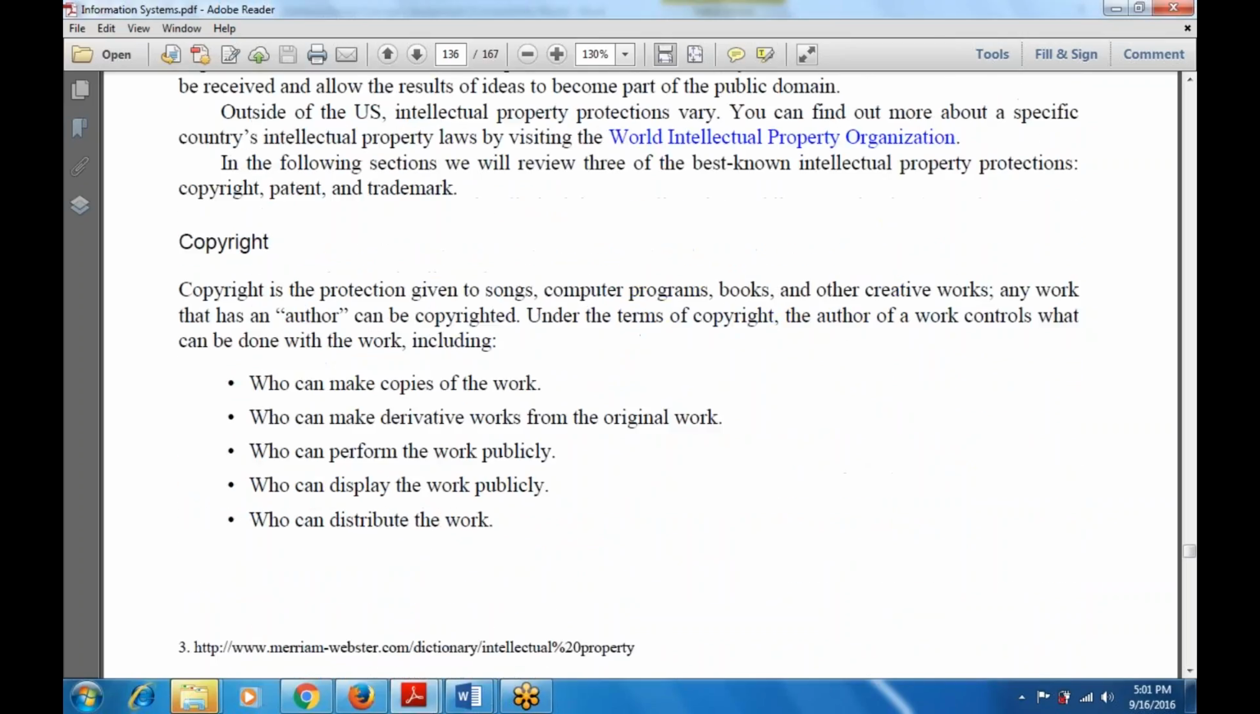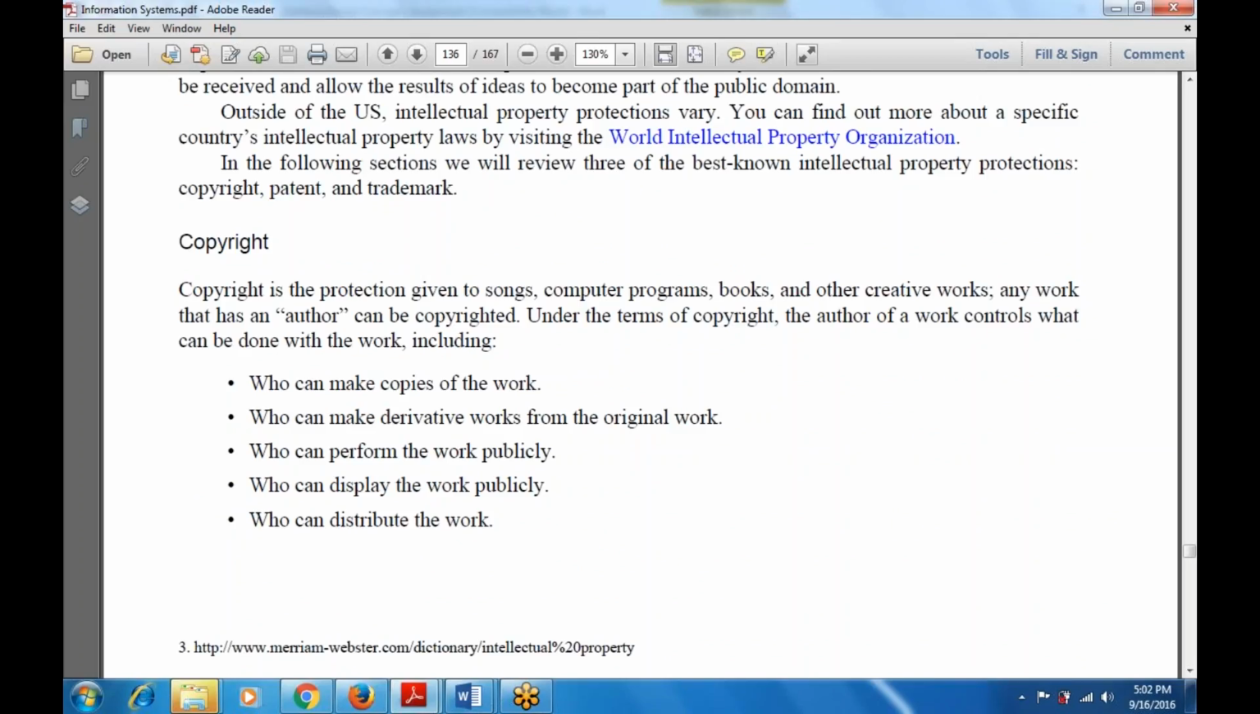The next one is copyright, a protection given to songs, computer programs, books, and other creative works. If I say this is my work, that is known as a copyright. Any work that has an author can be copyrighted.